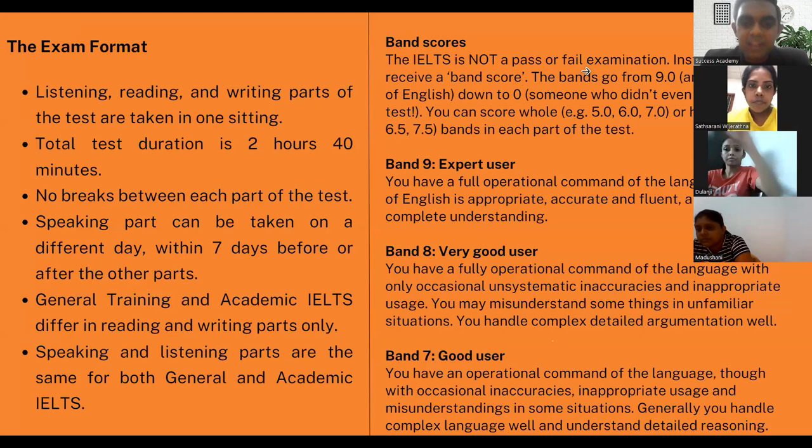All right? Clear? Okay, as I was saying, band scores are given from 1 to 9. There is no band 0. Band 0 is only given if you are absent, if you don't go for the test. Because, like I said, this is a standardized test to measure your level of English.